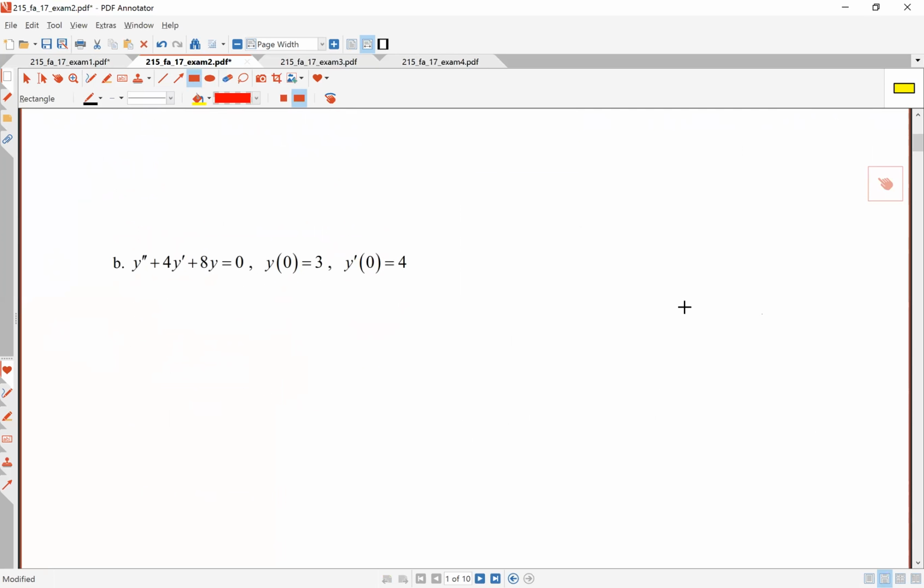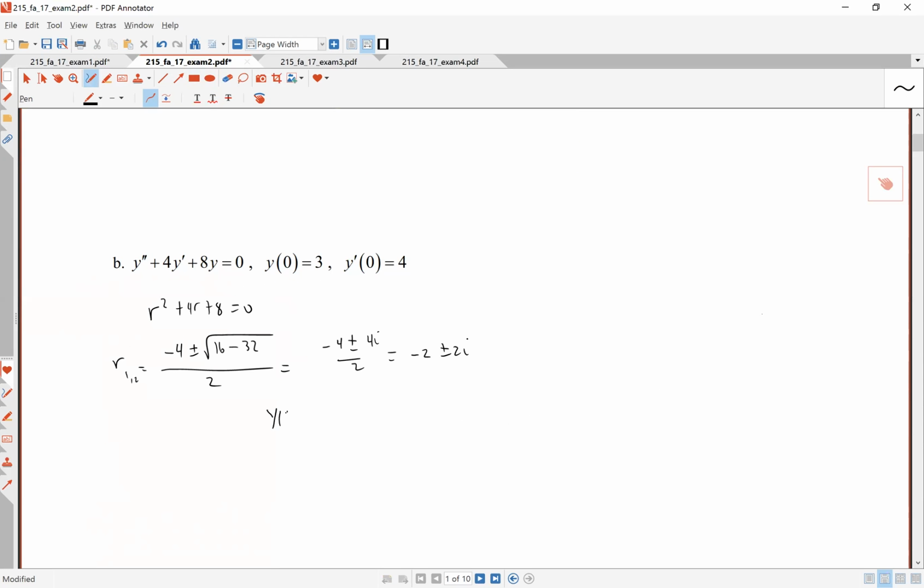Here the characteristic equation is r squared plus 4r plus 8 equals 0. And so that's negative 4 plus or minus the square root of b squared, 16, minus 4 times a times c, divided by 2 times a. 16 minus 32 is negative 16. Square root of negative 16 is 4i. Negative 2 plus or minus 2i. So y of t is going to be e to the negative 2t times c1 cosine 2t plus c2 sine 2t.